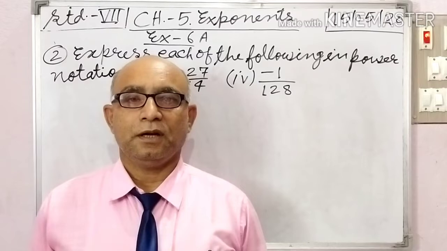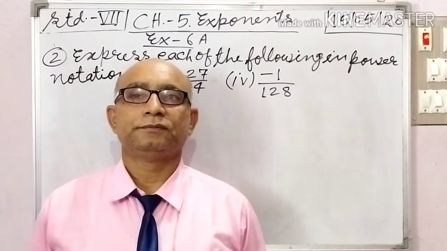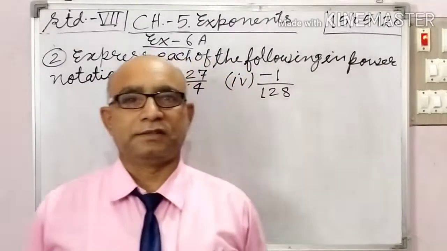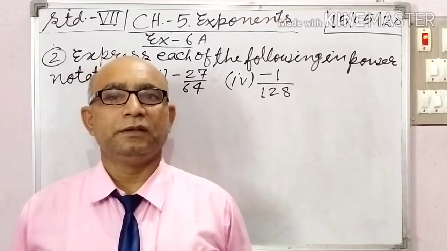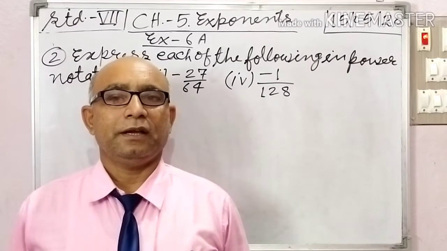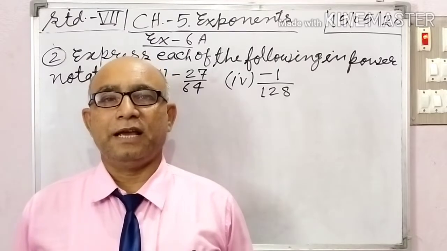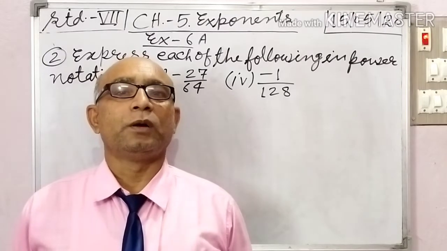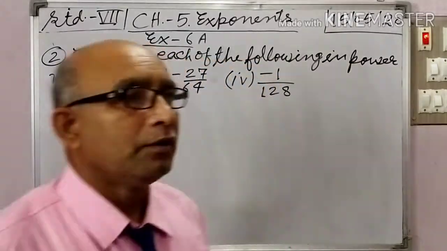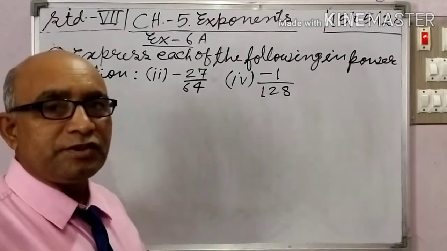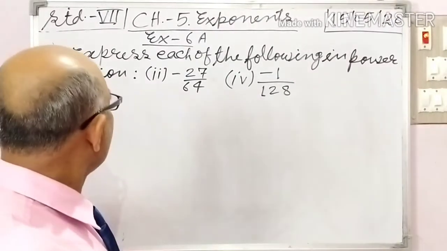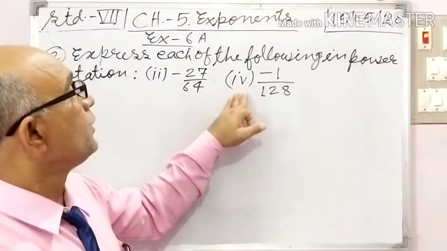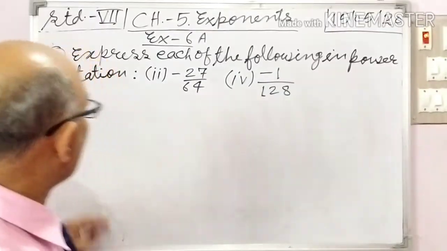Write it. Students, now I shall solve exercise 5A. In this exercise, question number 1 is writing in exponential form, such as 1 by 2 into 1 by 2 into 1 by 2 equals 1 by 2 to the power 3. Now question number 2 is express each of the following in power notation. Question number 2 is minus 27 by 64 and question number 4 is minus 1 by 28.